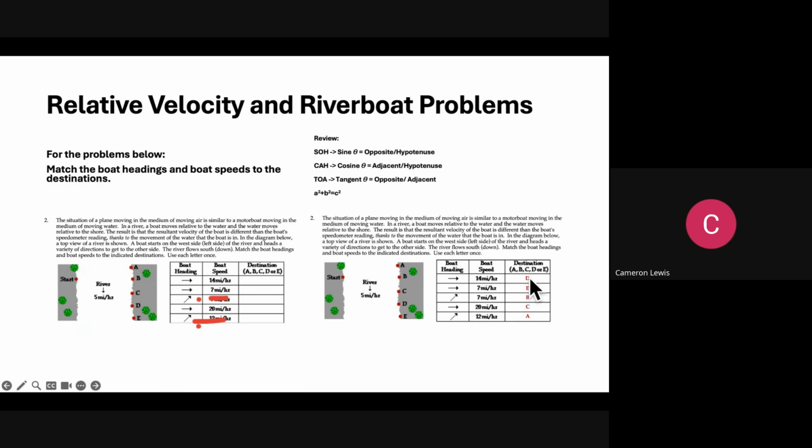Okay. So we did good. We got C, we got D, and then we got E right here, right? So now for the 7, we got 7 for B and 12 for A. Let me see if I can make sure I make sense of it. Hold on.